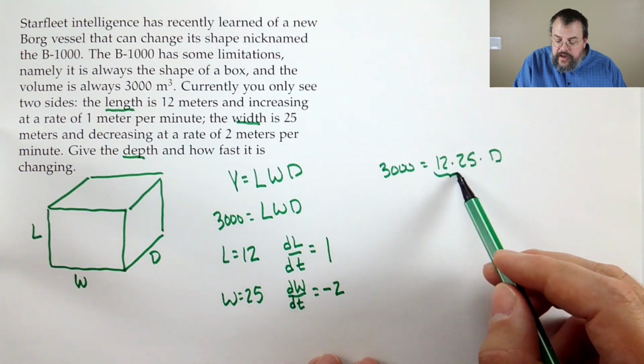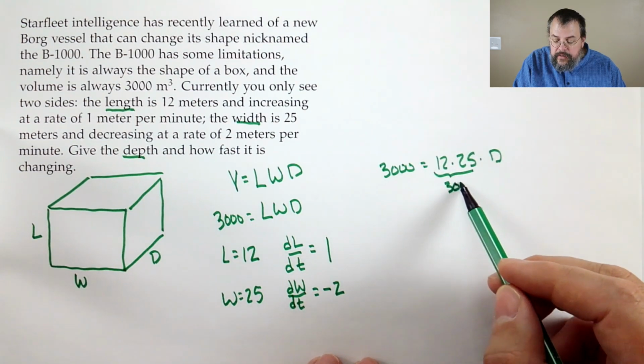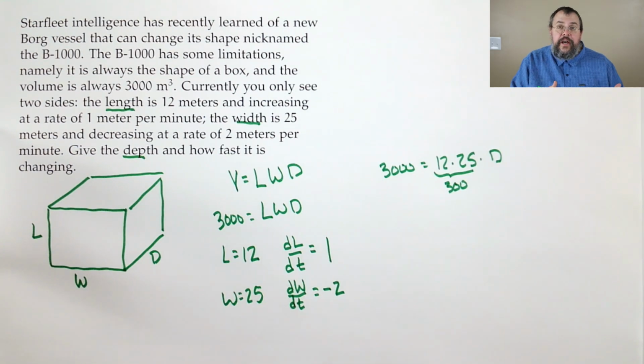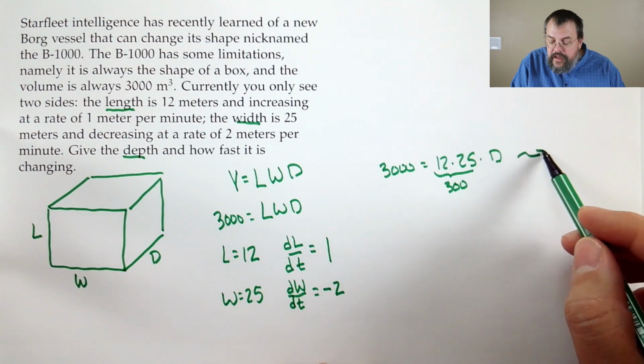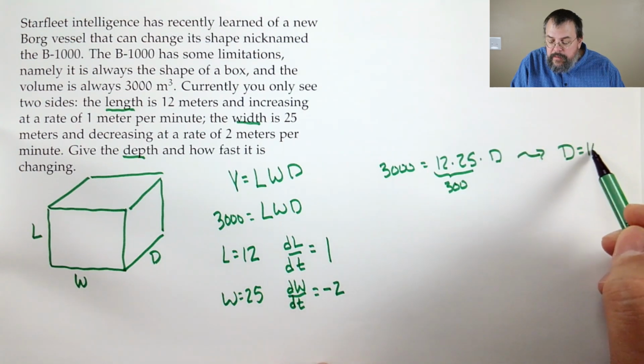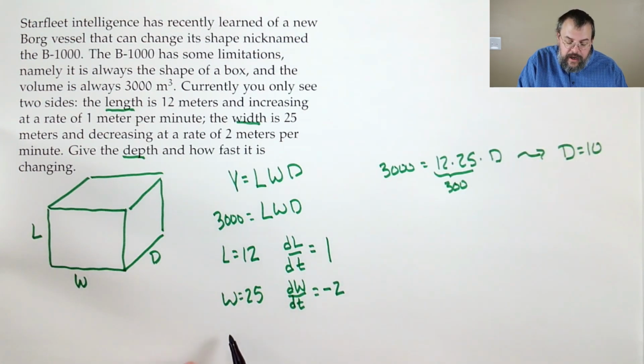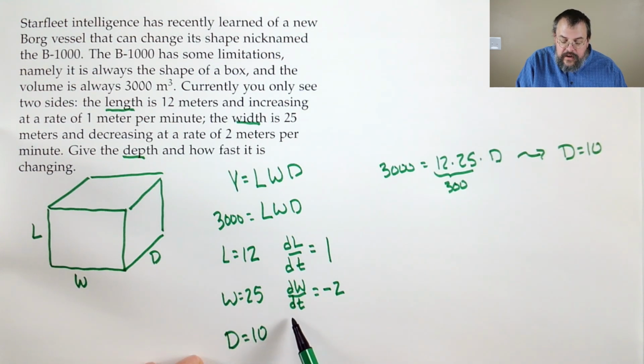Well, 12 times 25 is a nice number. It's 300. So if 3,000 is equal to 300 times d, then that tells us that d has to be 10. So there's our depth. We found our depth, 10 meters. Good. Now, what about dd/dt?